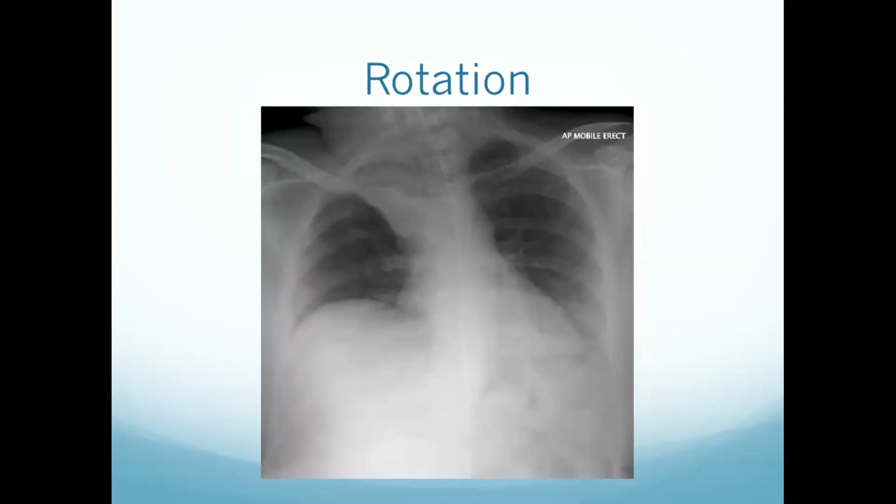The spinous processes are a posterior structure. So when they're closer to the left clavicle, it's because the left shoulder is more anterior than the right shoulder. And as you can see here, it just makes the film quality very, very bad. You can't read it as well as if it was not rotated.